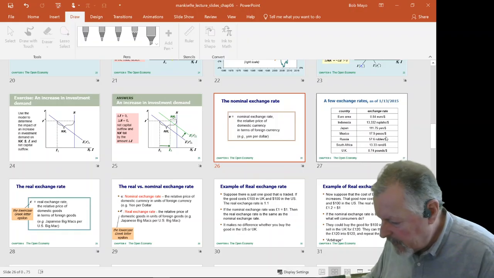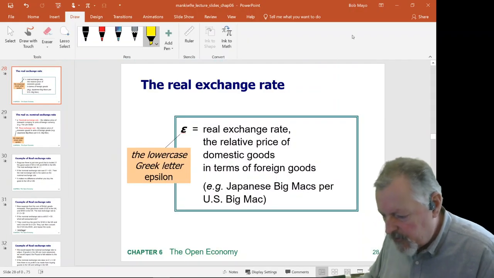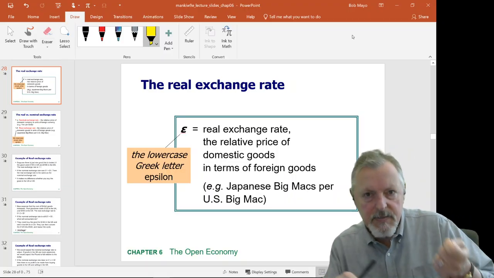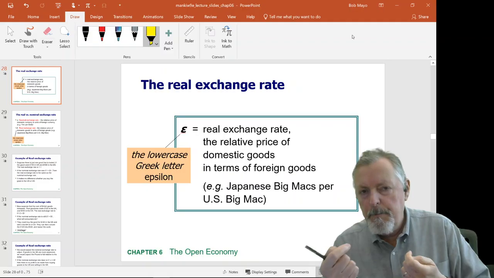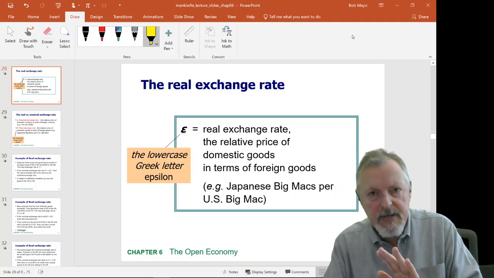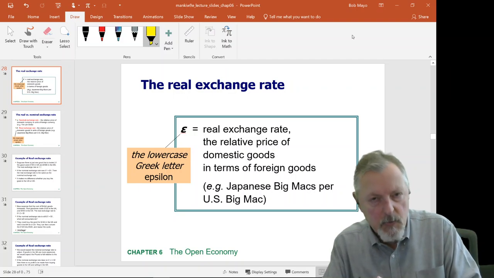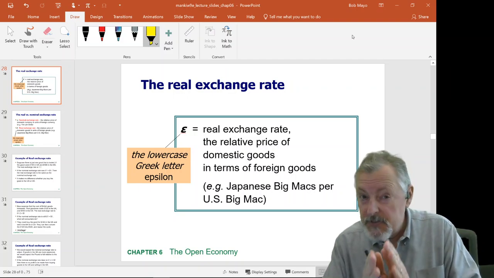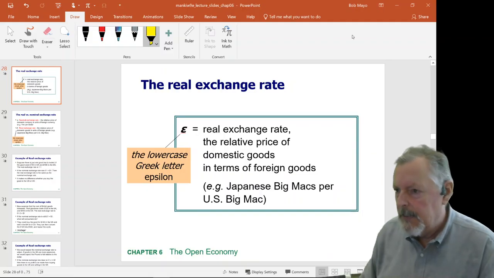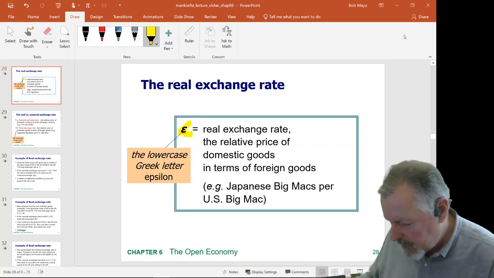The real exchange rate. The real exchange rate is the amount of one currency relative to another that you need to buy the same thing. And those two rates should be, if there was perfect arbitrage, always identical. But they're not. They're similar. The two rates do vary from each other slightly. For the real exchange rate, we will use the lowercase epsilon.